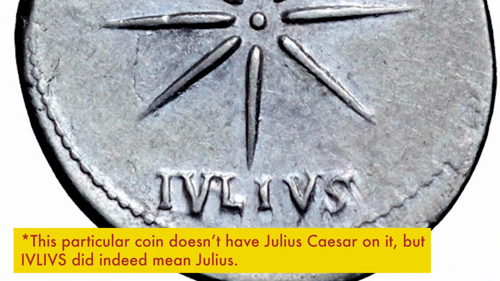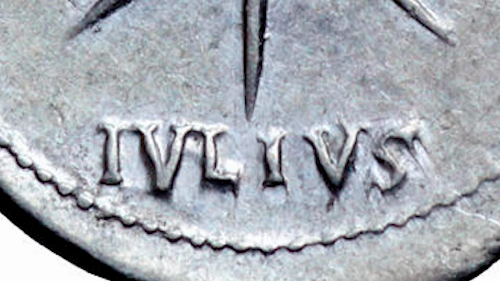They had no J, U, or W. The letter I would stand in for J, and the letter V would stand in for U and W. That's why today in museums, you'll see some ancient Roman coins that say IVLIVS on it with a picture of Julius Caesar. Julius was probably the worst possible name to have in ancient Rome because literally half of the letters were switched out.